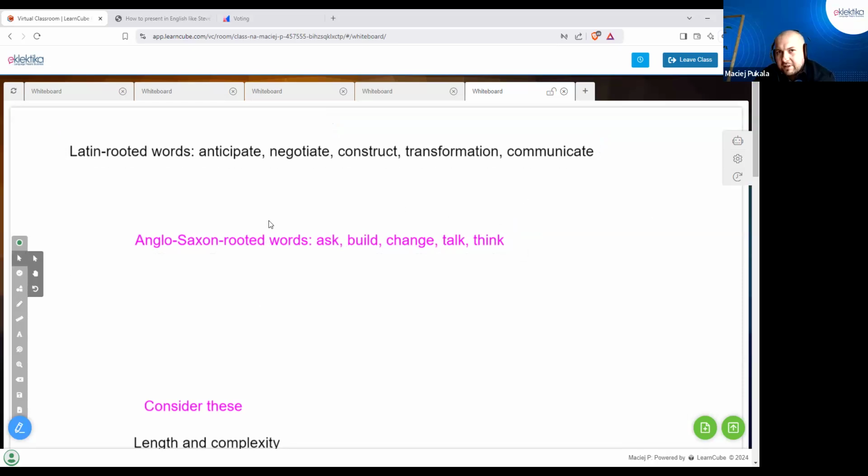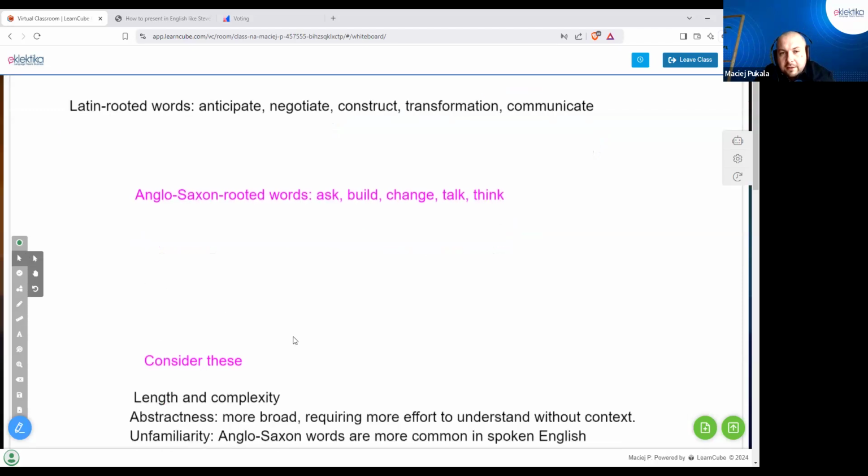What should you consider? It doesn't mean that I need you to analyze every time what is the root of the word and then decide. But there is a clear reason for this, right? So what you can do is you can consider the following things. First of all, the length and the complexity of the word. The Latin rooted words are usually much longer and they have more syllables, and it needs more time. The person does need more time to think about what you're talking about.